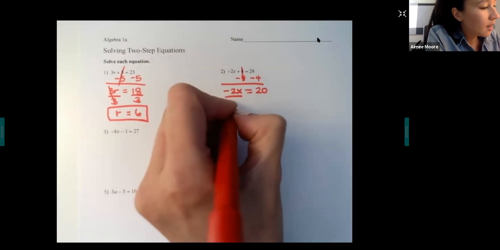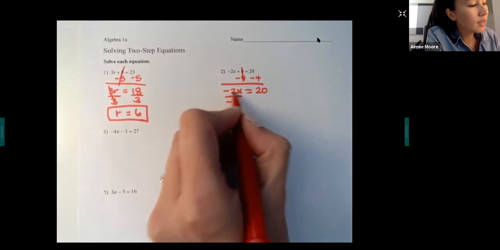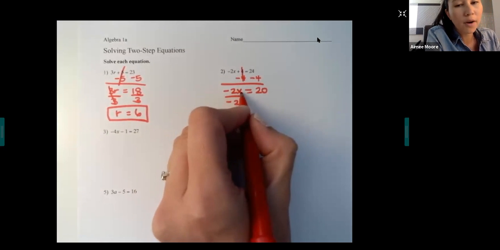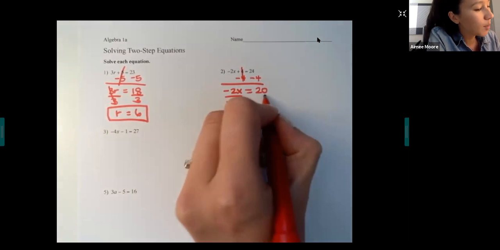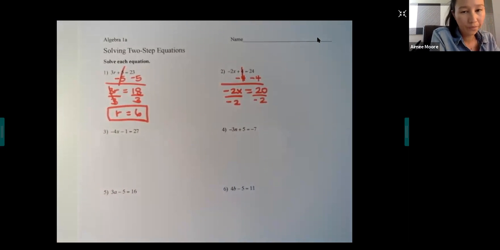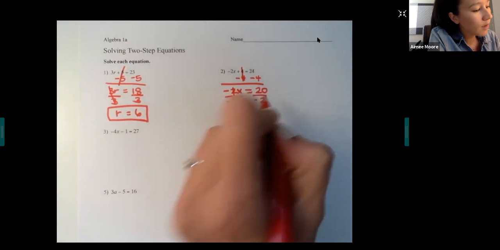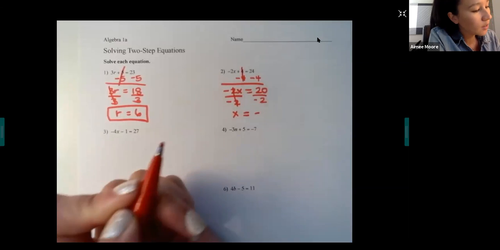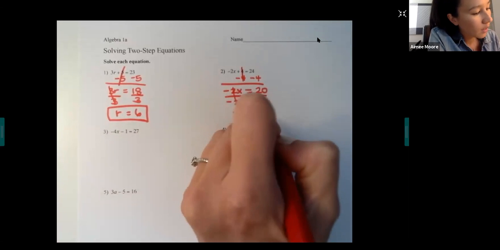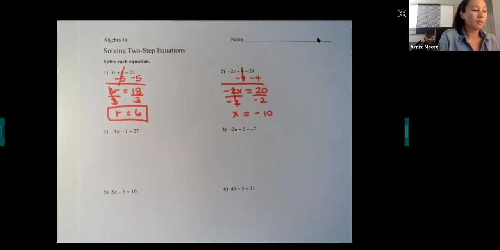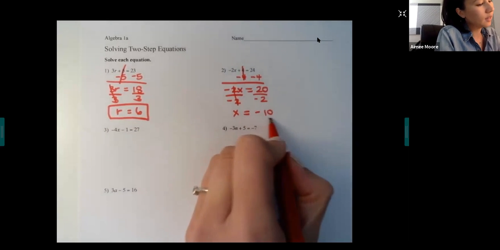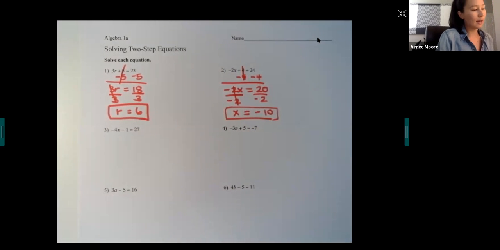Then we divide both sides. In this case, since negative 2 is in front of x, I have to divide both sides by negative 2. Those cancel out, leaving us with x equals 20 divided by negative 2, which means our answer is going to be negative, and 20 divided by 2 is 10. So x equals negative 10.